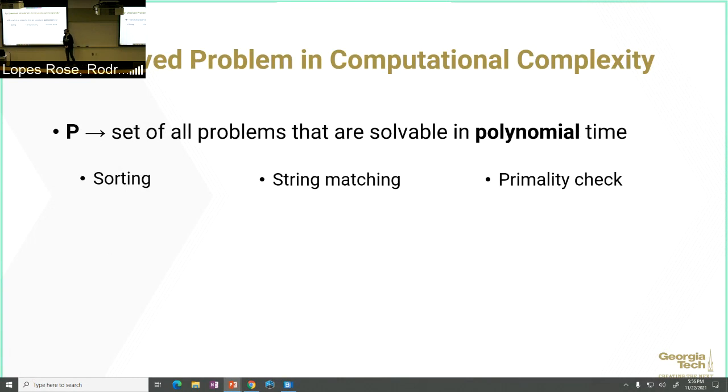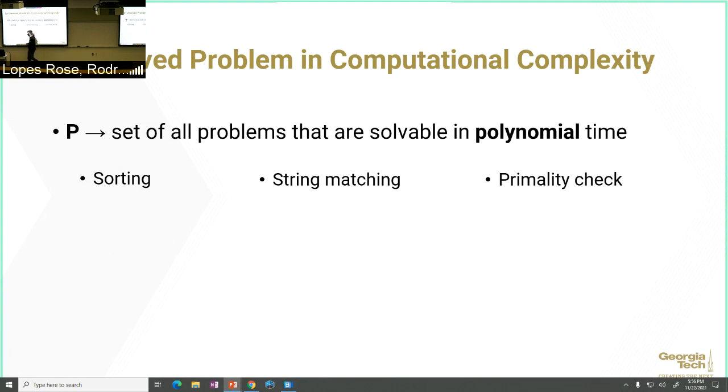Primality check. That's checking if a number is prime or not. That's also solvable in polynomial time. So each of these are problems that are pretty easy to solve in computational terms, right? Because we have algorithms that can solve them in these kinds of complexities.